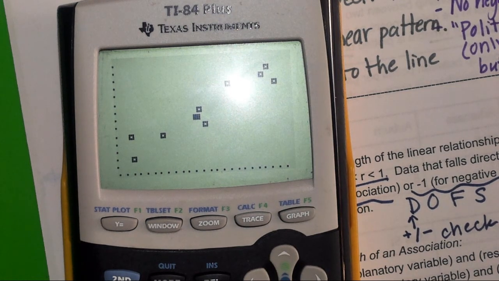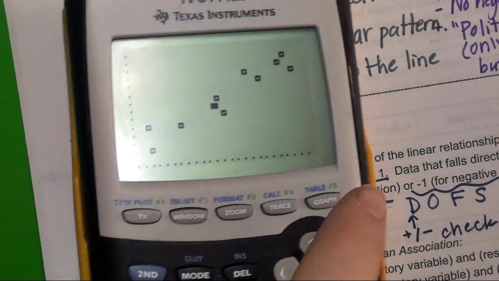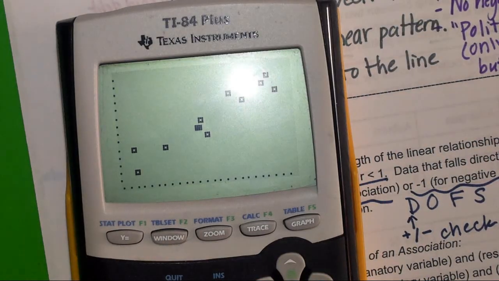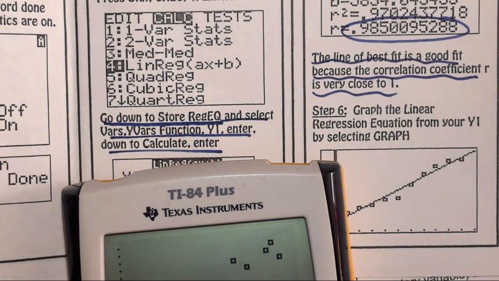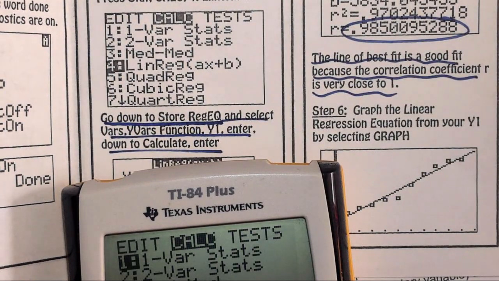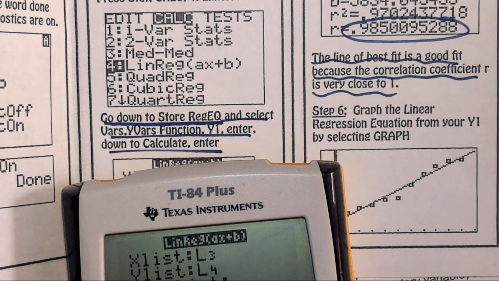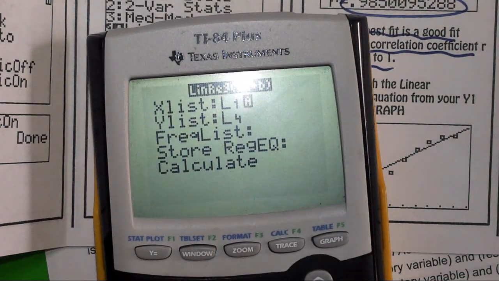So let's go to, what were our steps? Let's reference them if we need them. It said go to Stat, Calculate, Linear Regression. We don't want L3, we want L1. We don't want L4, we want L2. Is there anyone out here with me? You press Stat, then Calculate, and then Linear Regression.